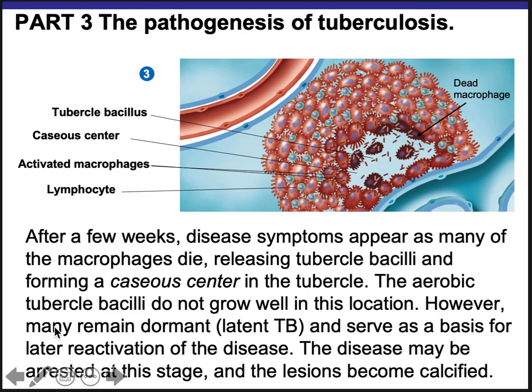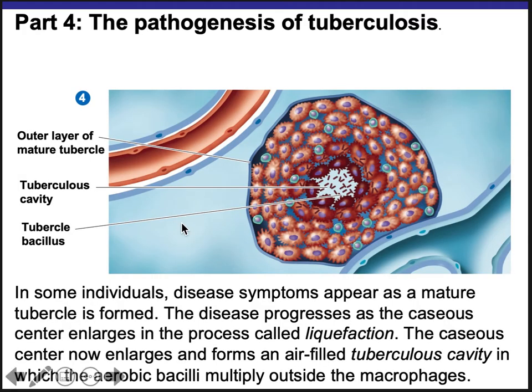The disease may be arrested at this stage, and then the lesions become calcified. So we'll see this outer layer of the tubercle is calcified, walled off by the immune system. Now you see the presence of other defensive cells, as well as the macrophages. And you see this cavity where you have all the bacteria in the middle, and then the infected macrophages, dead ones and living ones. And then you have all the macrophages and other cells that are alive and not infected, trying to help control this infection.